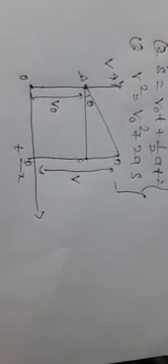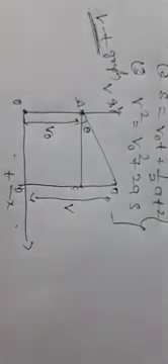First, what is the meaning of the VT graph? V versus T. The VT graph means V is the velocity along the y direction and the time is along the x direction. That is called the VT graph.